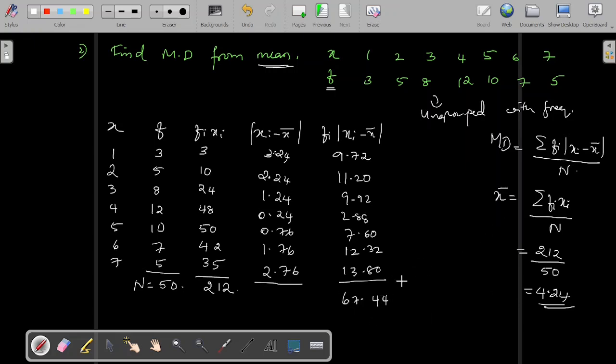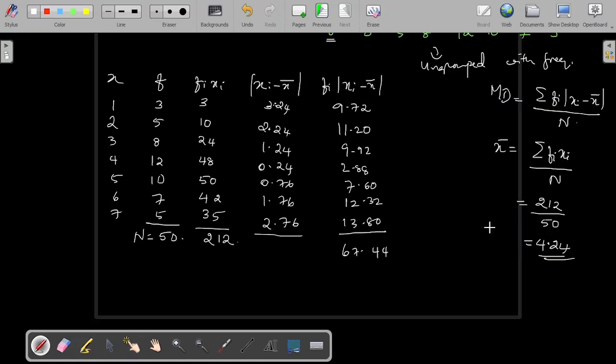Now you have to substitute in the mean deviation formula. Mean deviation about mean is equal to this sum, we got it as 67.44, divided by total frequency, which is equal to 50. This gives you 1.348. So this is the amount by which the data is dispersed or scattered about the mean.